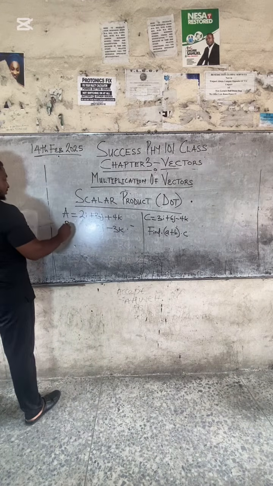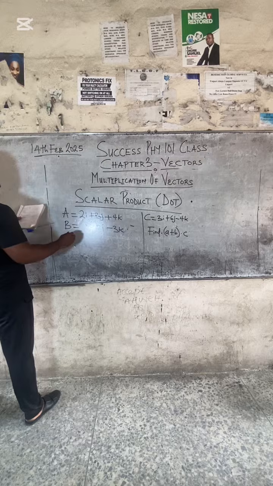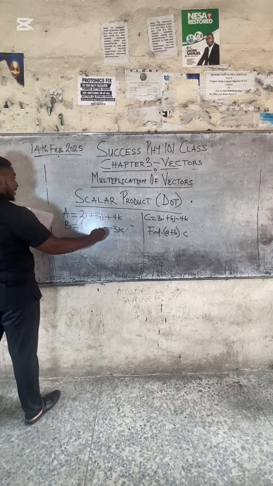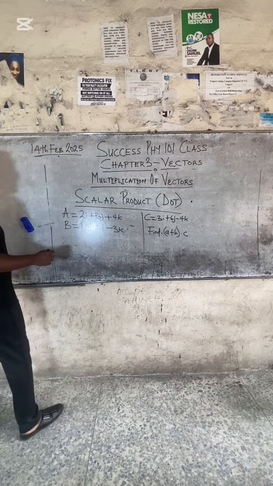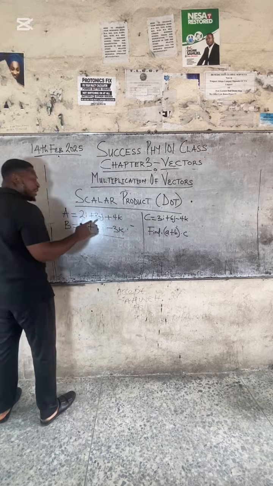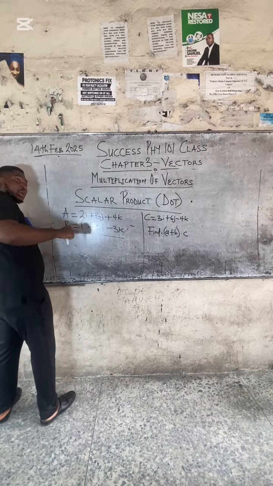B equals I, right? Plus 2J minus 3 cancel. Class, they say find A plus B first, then dot C. That means the answer from A plus B is what you now use to dot C.